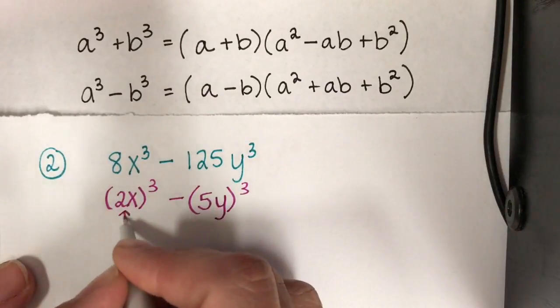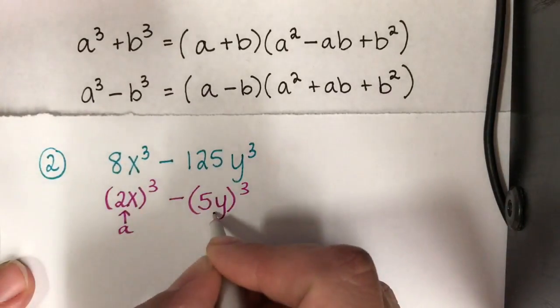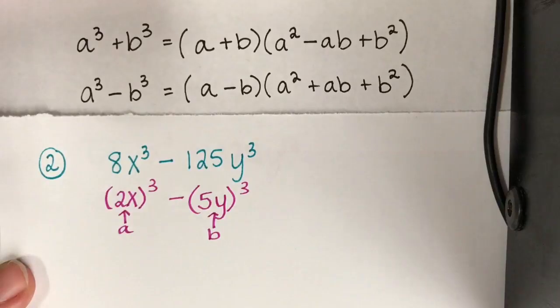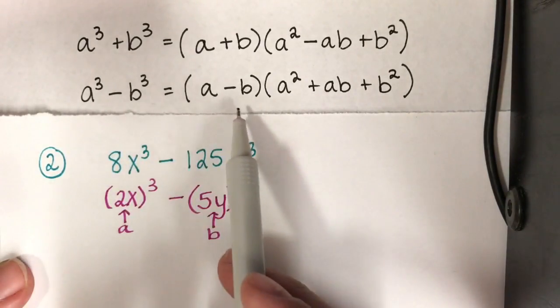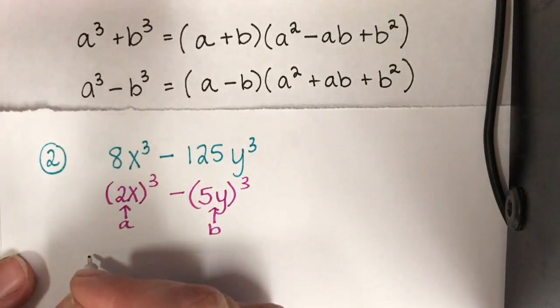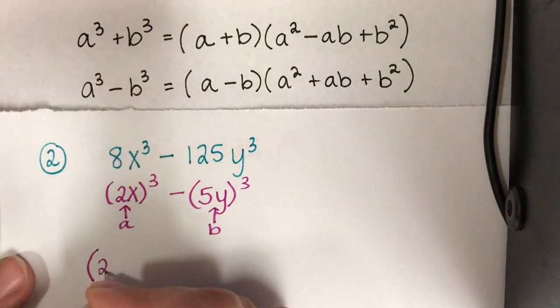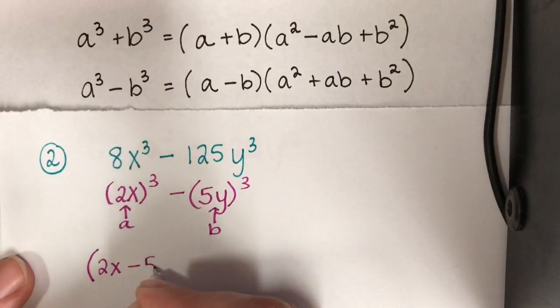Now we've got our a. So a is 2x, and our b is 5y. So let's put those into our formula. We're looking at the difference, because it's got that minus. So we start with a minus b: 2x minus 5y.